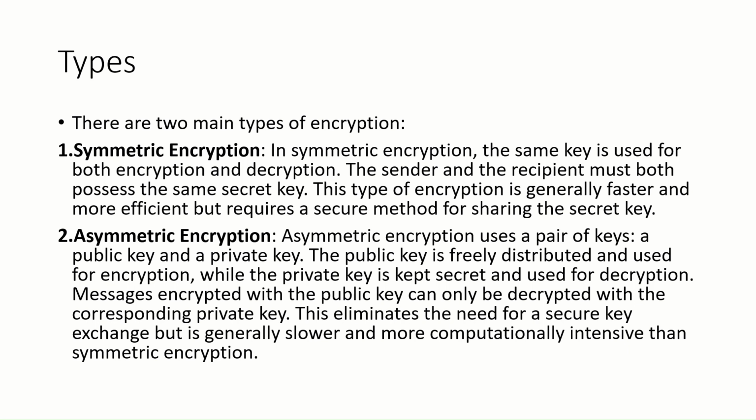In asymmetric encryption we have a pair of keys, the public key and the private key. With the help of the public key, the encryptor encrypts the data, and with the help of the private key, the decryptor decrypts the data. Asymmetric encryption uses a pair of keys. The public key is freely distributed and used for encryption, while the private key is kept secret and used for decryption.